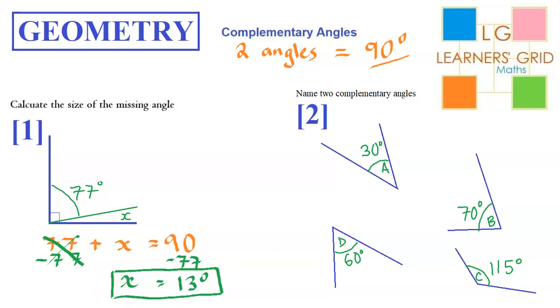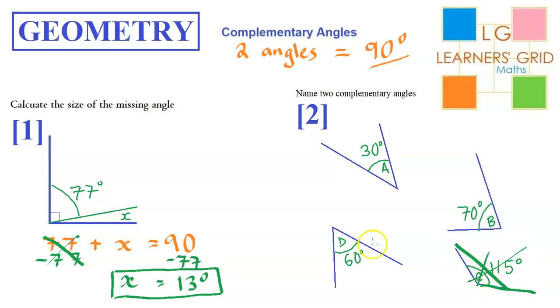Let's have a look at question number 2. It says name two complementary angles. We've got angle A, angle B, angle C, and angle D, and two of them can be added together to make 90 degrees. If I look here, I'll just use my common sense really. Angle C is definitely out. Number one, because all the other angles end in 0 and this one ends in a 5, so it definitely can't make 90. Plus, it is already way more than 90 degrees. So that for sure is out.